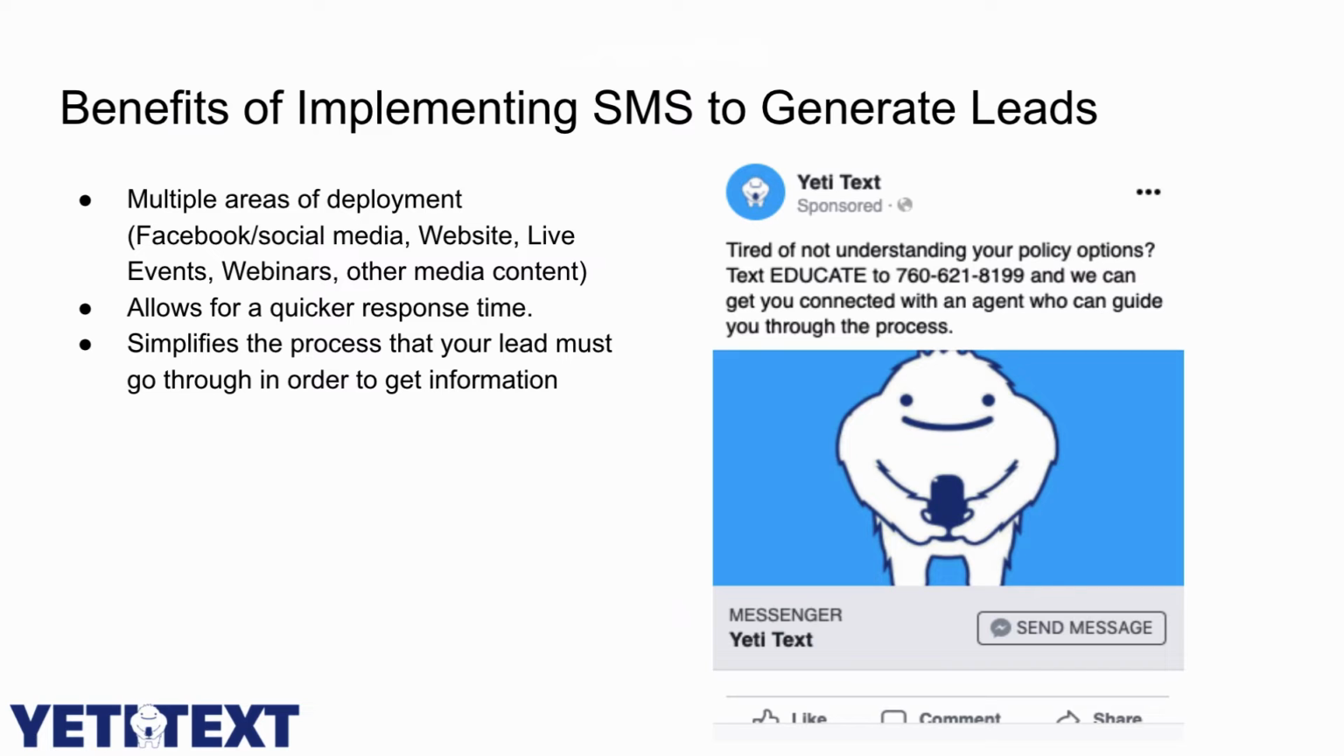You simply put your different keywords and phone numbers out there and allow those leads that are interested in your product, or interested in your promise, or want the value that you're offering, to quickly text it from their phone. You can capture information and continue moving. And that's another benefit: it allows for a quicker response time.